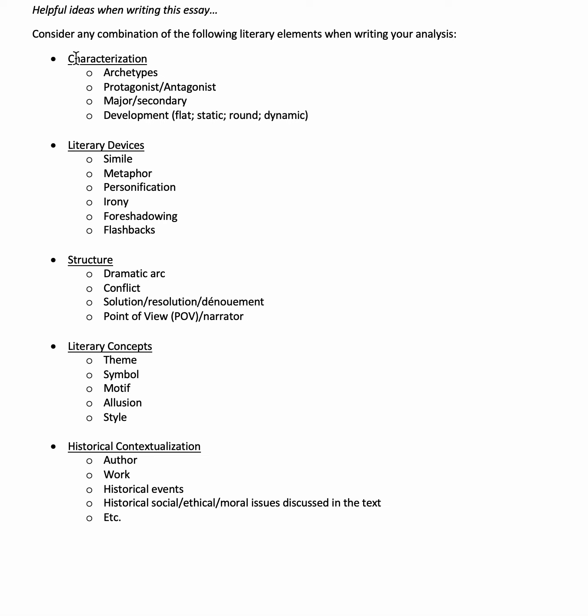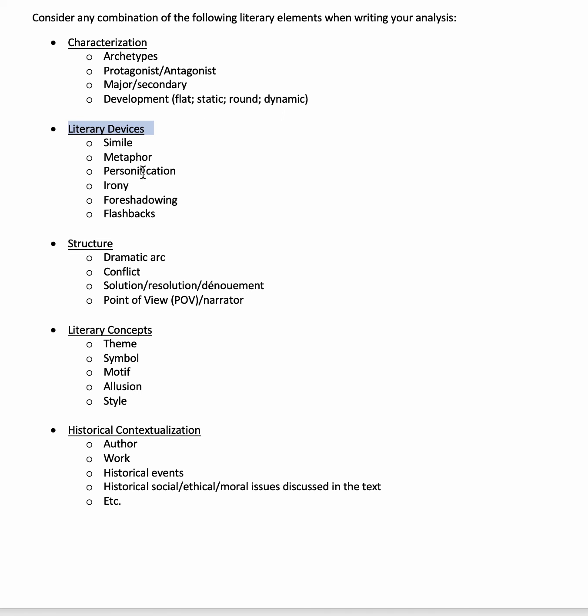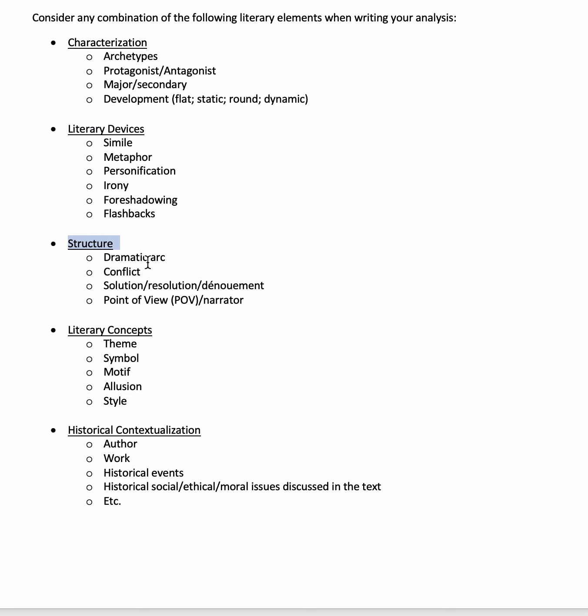So certainly not a comprehensive list, but some things you could consider when writing your essay. If you're going to do things like characterization, you can think about archetypes, protagonists, antagonists. Are they primary or secondary? Are they flat, round, dynamic? Literary devices, you could think about similes, personification, foreshadowing, irony, metaphor, flashbacks. Structure, you could look at the dramatic arc. You could look at the conflict. So is it man versus society, man versus self? You could look at the point of view, first person, third person, omniscient. Why does that matter? You can also look at literary concepts like themes, symbols, motifs, style, illusion.